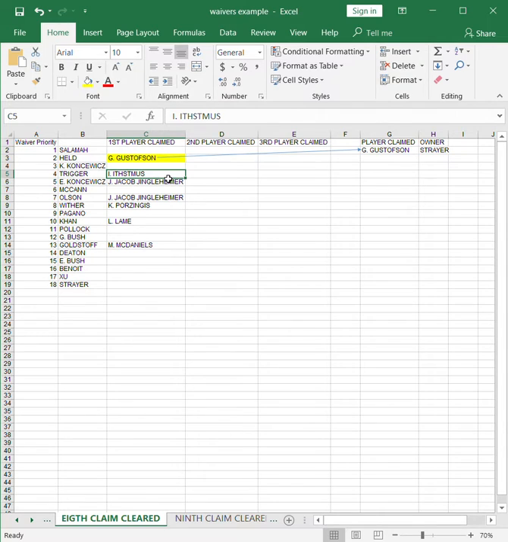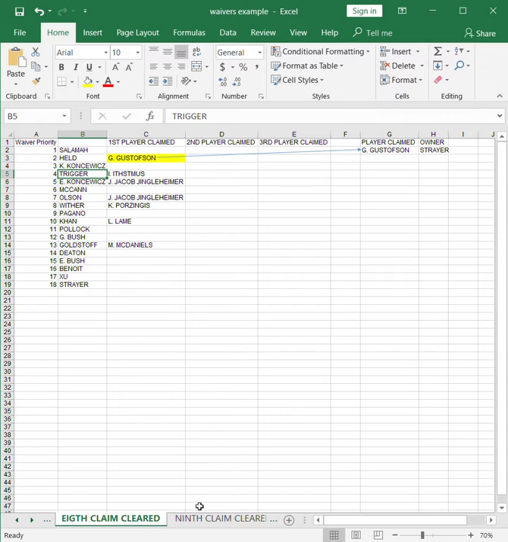So I had a claim in for Gustafsson because Strayer beat me to him or had the better claim priority than I did. Strayer gets him. I do not get him. I do not have a second or a third player claimed, and thereby I will not have anyone to claim even though it would be my priority next. And because I don't, and because the person after me, Kellen, does not, the next claim will go to the next person in line, which right here we see is Matt Trigger.